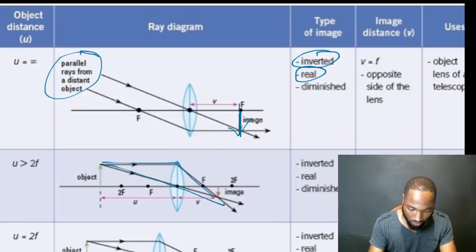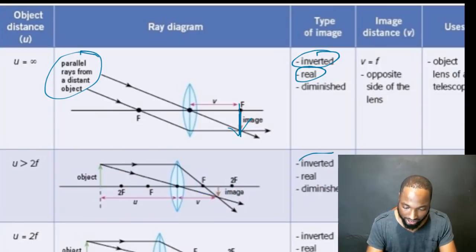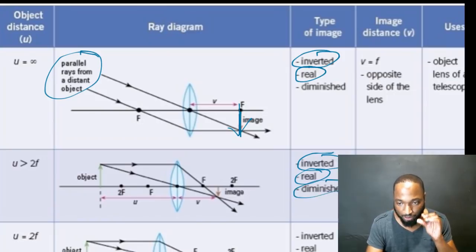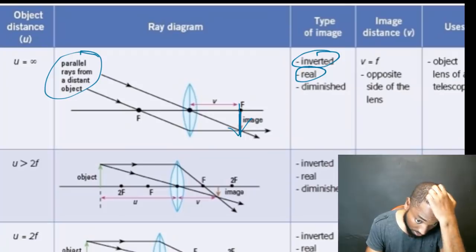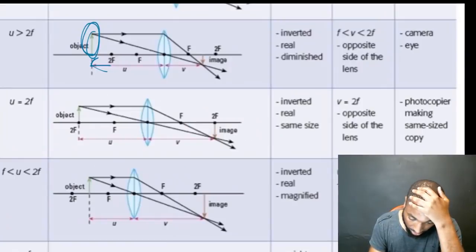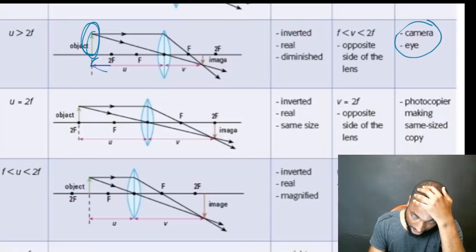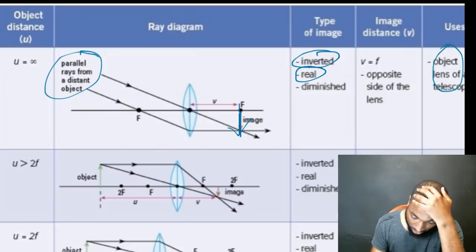What would happen is that the image will take place between F and 2F. Once again, it's inverted, it's real, it's diminished. The image is smaller, right? Diminished up here too. And it's between F and 2F. Some examples: a camera or your eye. And the first one was a telescope.